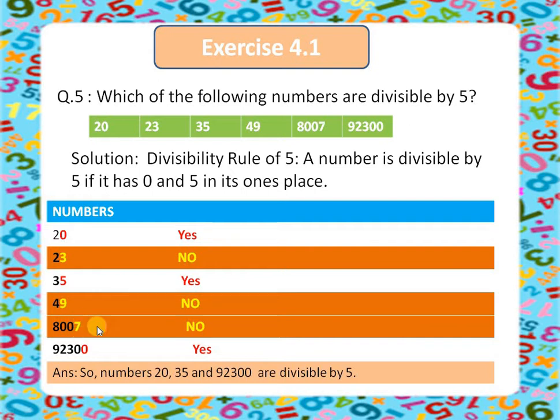Check out the ones place in number 8007. Ones place 7. No, it is not divisible by 5. 92,300, next number. So here at ones place we have 0. Yes, it is divisible by 5 because we only require 0 and 5 on ones place. The answer we are going to write: numbers 20, 35 and 92,300 are divisible by 5.